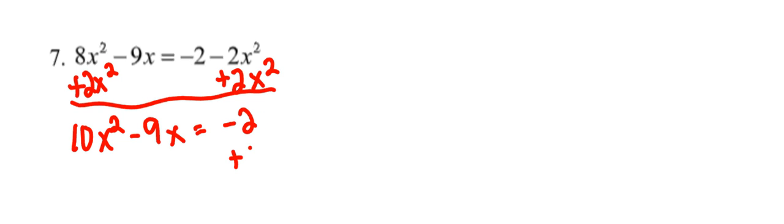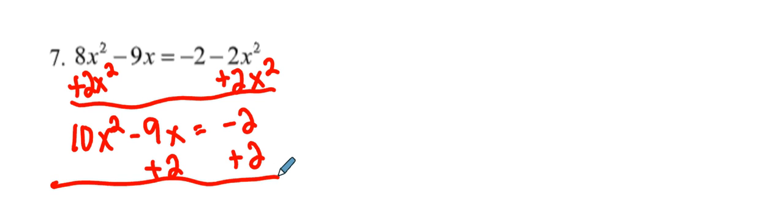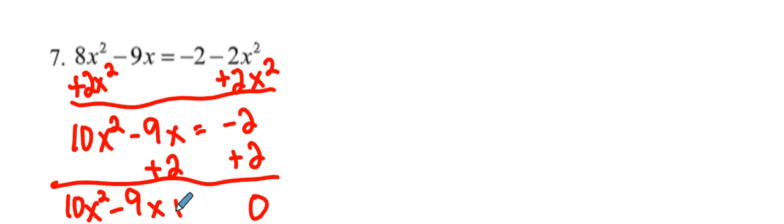Now I'm going to add 2 to each side. And we get 0 equals 10x squared minus 9x plus 2. Now, this doesn't become 11x because the 2 doesn't have an x on it. So I'm going to write it up here, 10x squared minus 9x plus 2.